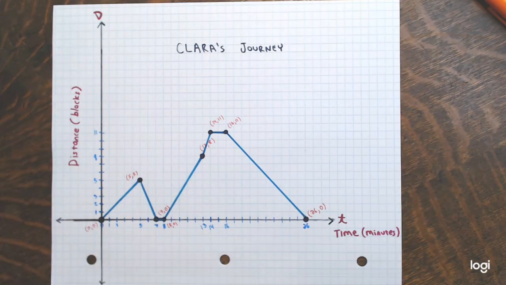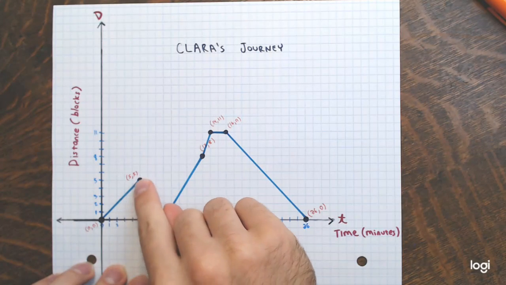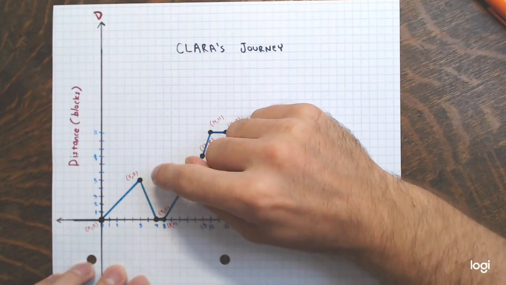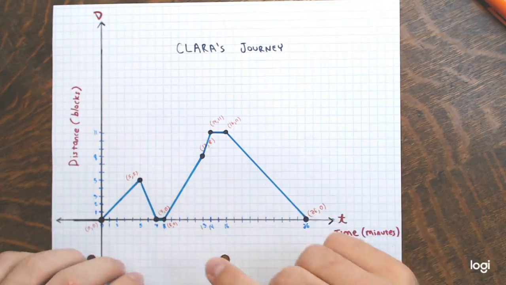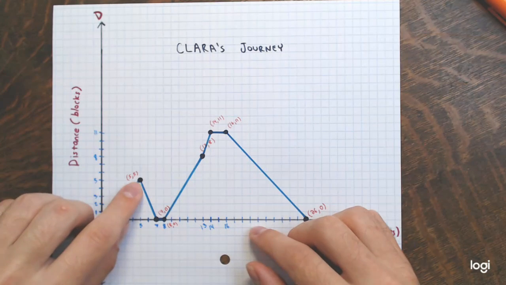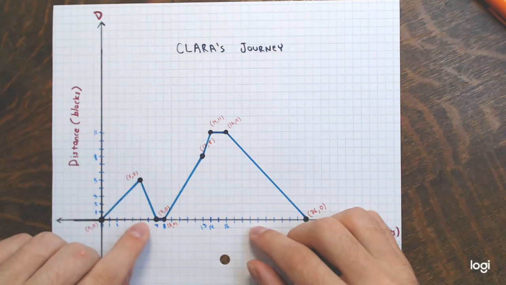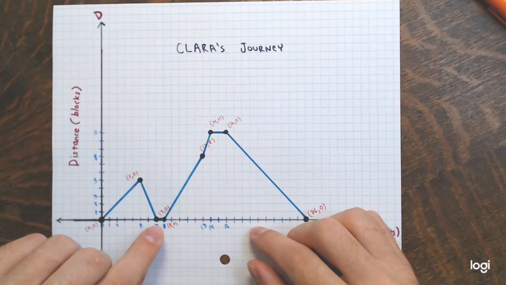But this is what I mean by interpret a graph of a function, right? Just being able to make conclusions based on just a picture. So in the first 5 minutes, she went 5 blocks away from her house. And then I can't tell you exactly why she went back. Just by looking at this picture, I could make something up. I noticed that in the next 2 minutes, she decided to go back home.